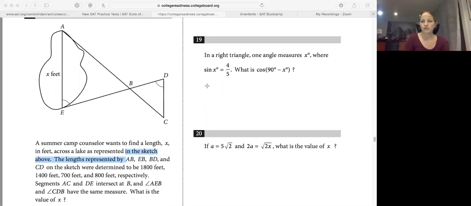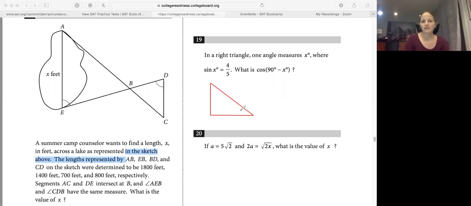So in a right triangle, one angle measures x, where sine of x is 4/5. Well, there we go. Now we've got a triangle. And now let's label our triangle.